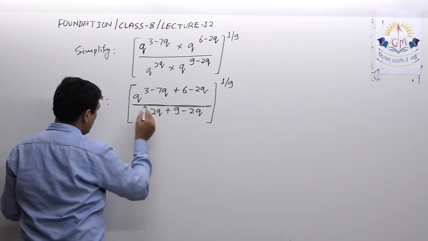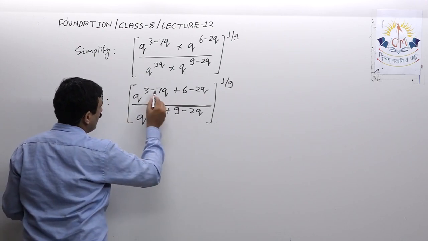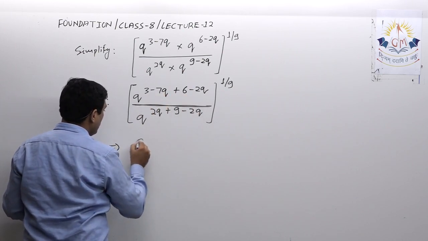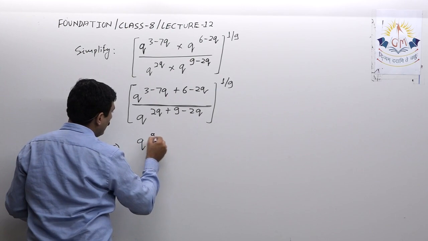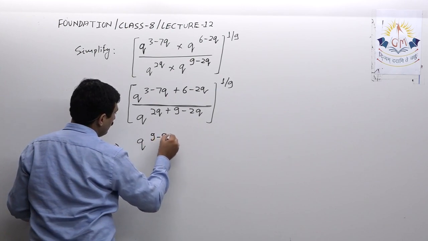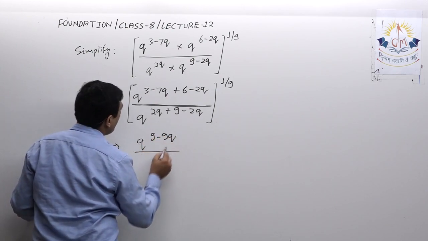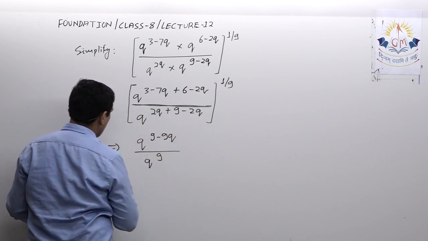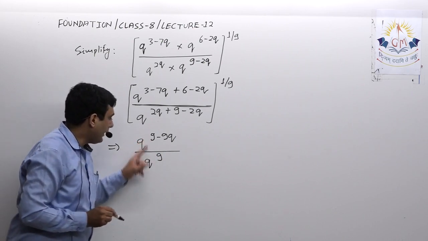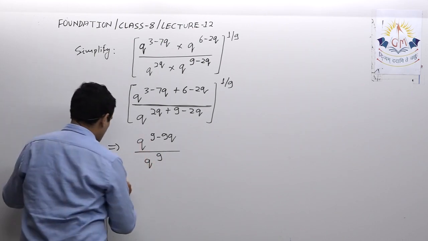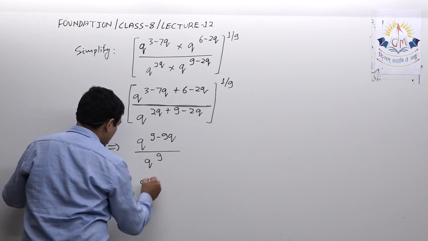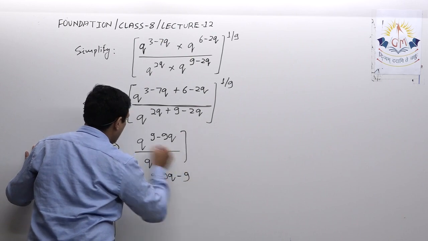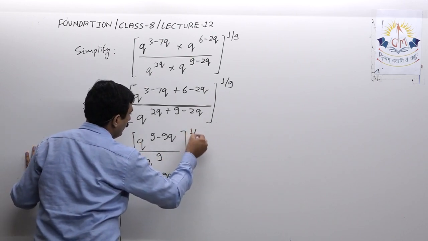So next step, I can add 6 plus 3, 9, and minus 2q minus 7q. That will give me q raised to 9 minus 9q, divided by, here minus 2q plus 2q will cancel out, so q raised to 9. Now here I can apply the quotient law. So this gives me q raised to 9 minus 9q minus 9, and there is definitely raised to 1 upon 9.